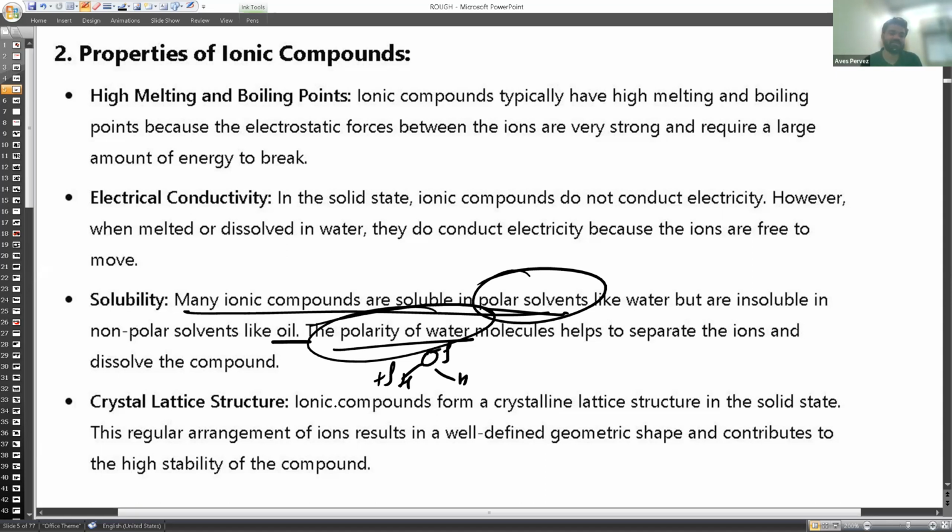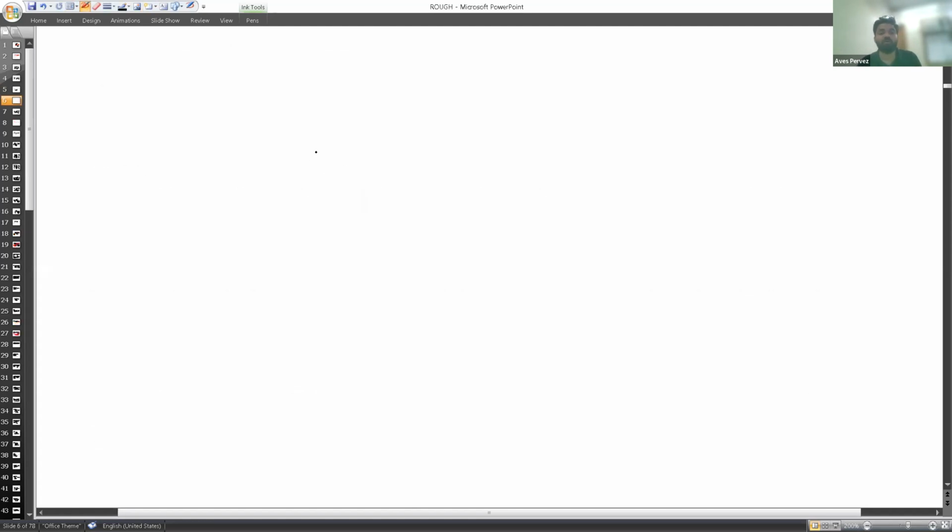And the crystal structure of an ionic compound: you cannot say that an ionic compound can make any structure. The ions are arranged in a specialized structure. Like the chloride ion, which is bigger in size. This is the Cl minus ion. Let me show you the crystal of sodium chloride.